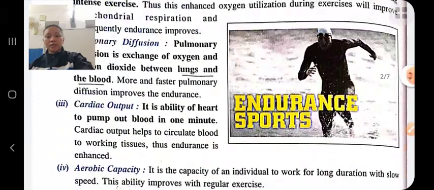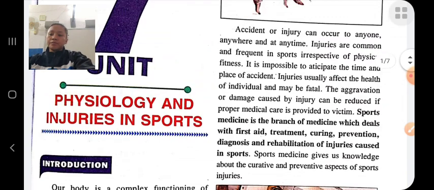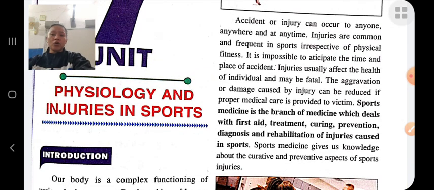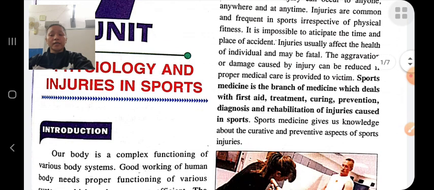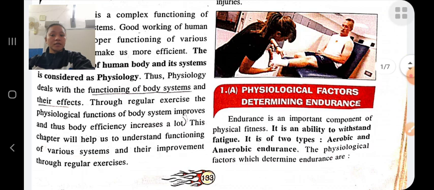So today we have discussed the physiological factors that determine strength, speed, endurance and flexibility. Physiology means the study of the structure and function of the human body and its effects: how the human body's organ systems function and what are its effects. If we do exercise, what are its effects on our body? There are various components of physical fitness, and we looked at what are the physiological factors on each component. First is endurance.